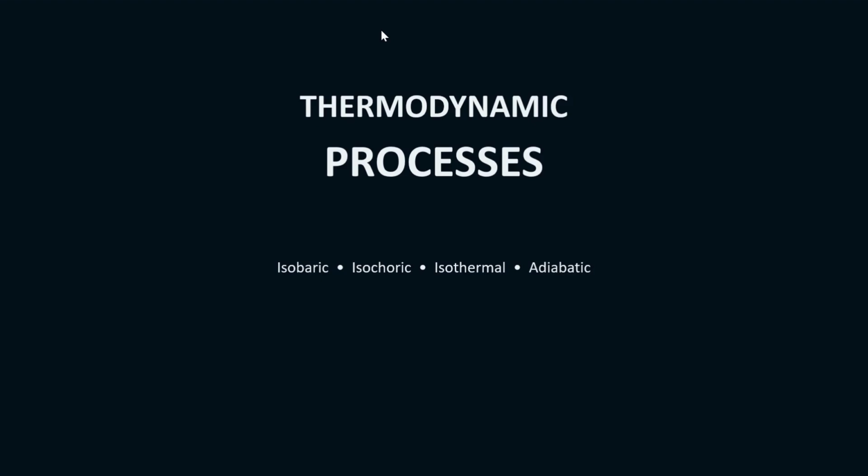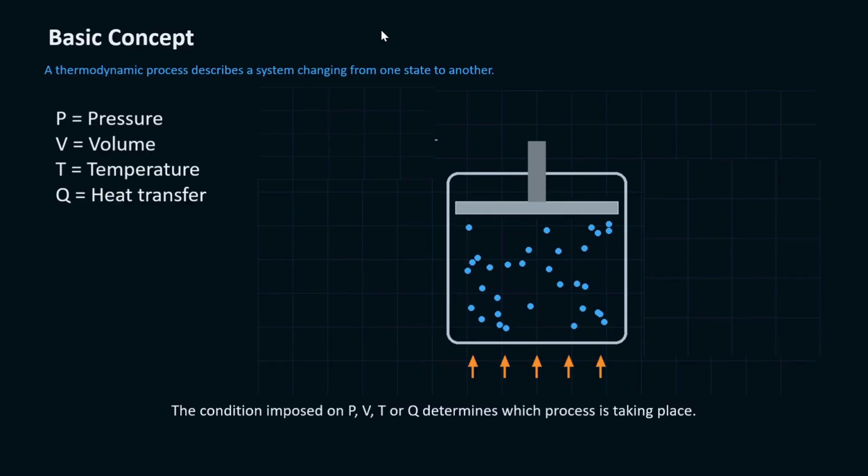Whenever a thermodynamic system changes from one state to another, it follows a particular path. This change from one state to another is known as a thermodynamic process. To understand this process, we mainly look at properties such as pressure, volume, and temperature.